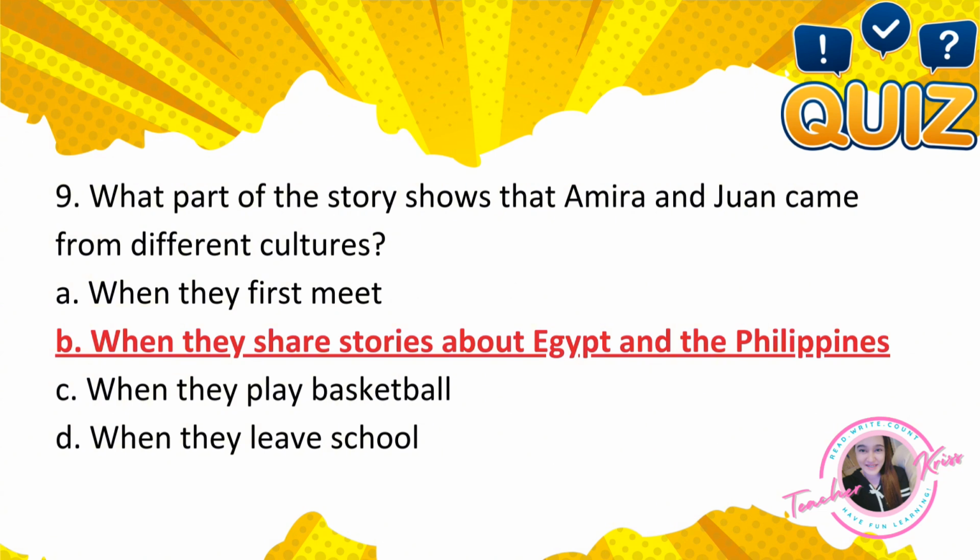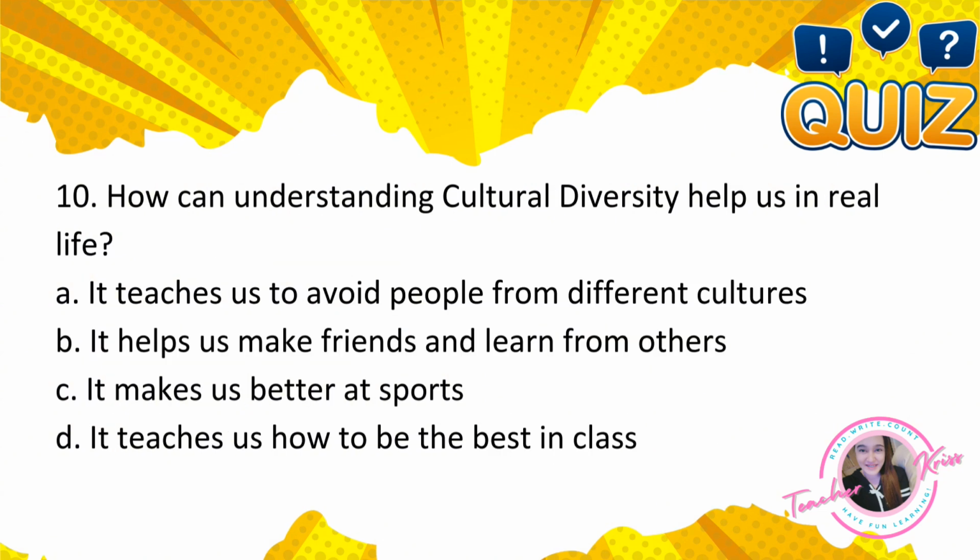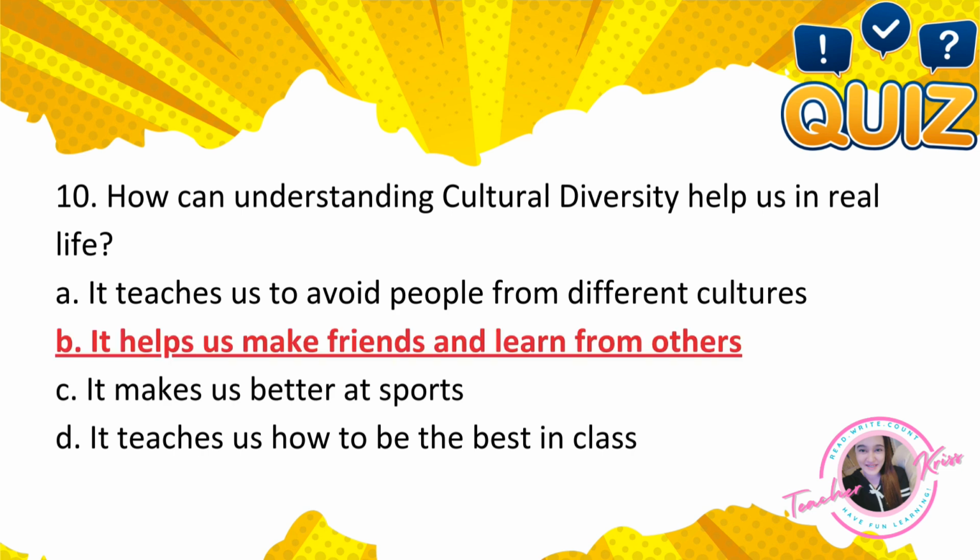And the last question is, how can understanding cultural diversity help us in real life? Letter A, it teaches us to avoid people from different cultures. Letter B, it helps us make friends and learn from others. Letter C, it makes us better at sports. And letter D, it teaches us how to be the best in class. So what is the correct answer? All right, the correct answer is letter B. It helps us make friends and learn from others.